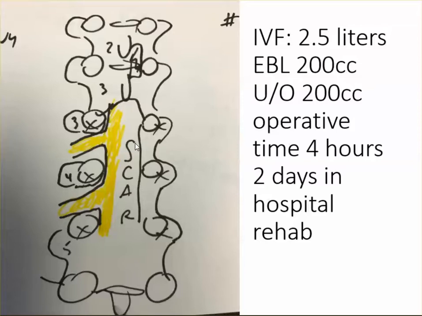4 hours, 200 cc's blood loss, 2.5 liters of IV fluid. So it was not that big of an insult, I think. What do you think, David? An insult like this, 4 hours, 2 liters in, how would you grade that? I agree. You have to do what you have to do.